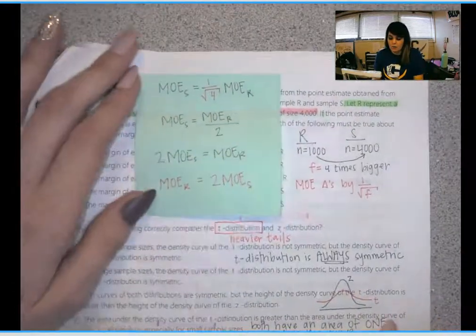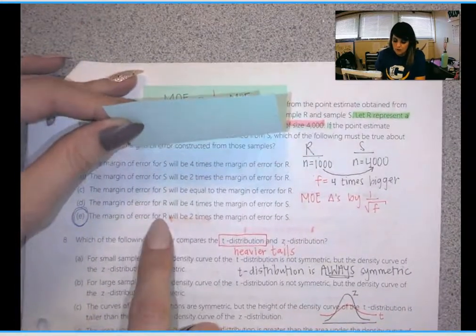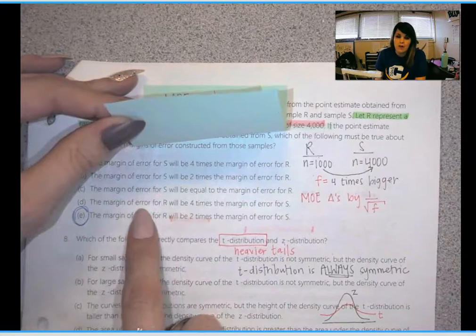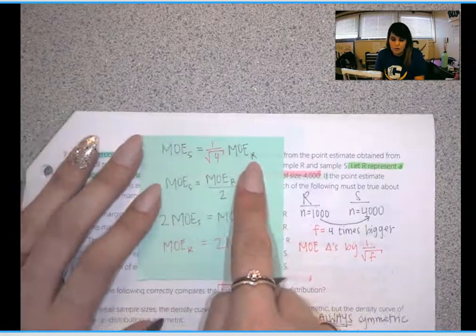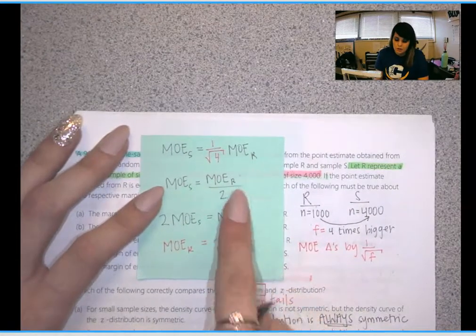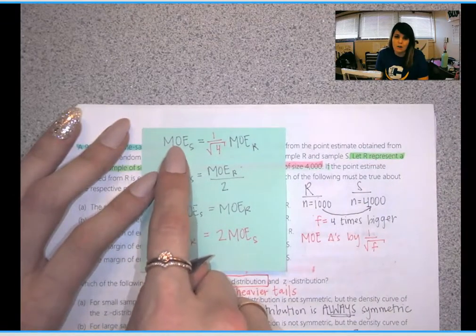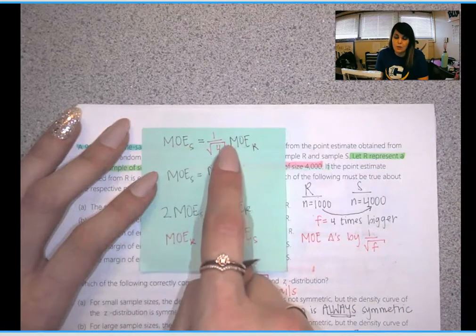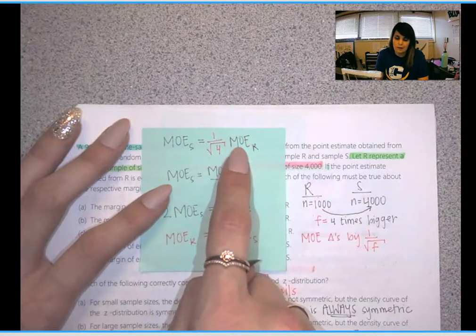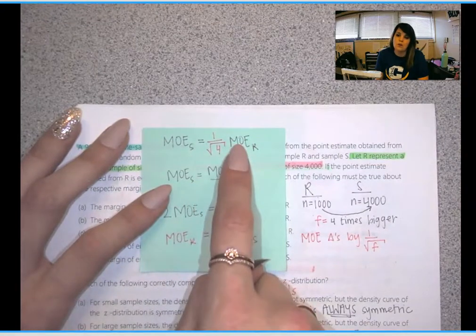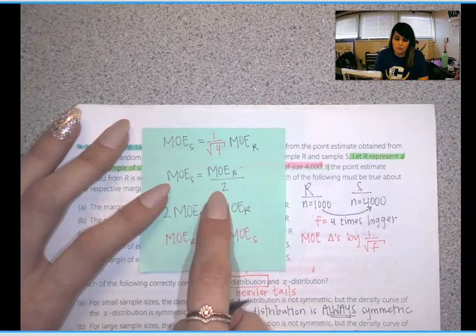Well, to figure out how I would say that in terms of the margin of error for S compared to the margin of error for R, I actually wrote down the algebra steps. So if S is 4 times bigger, that means that the margin of error of S is going to be 1 over root 4 times the margin of error of R. So using algebra, I simplified it to this. 1 over root 4 is 1 over 2.